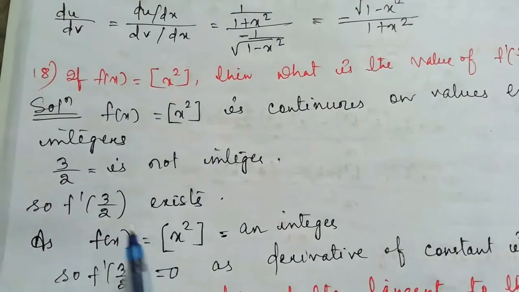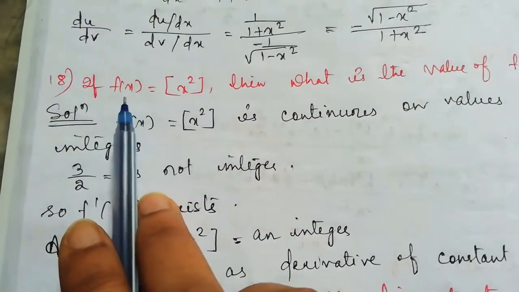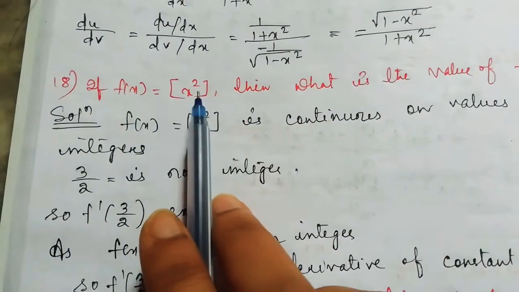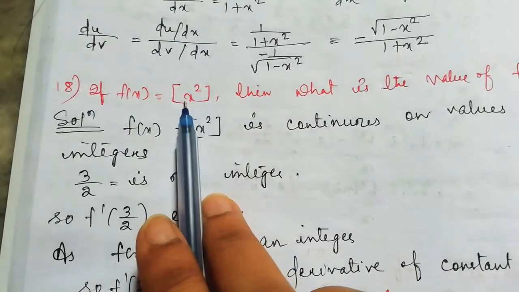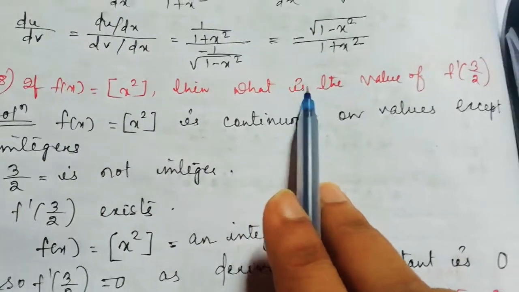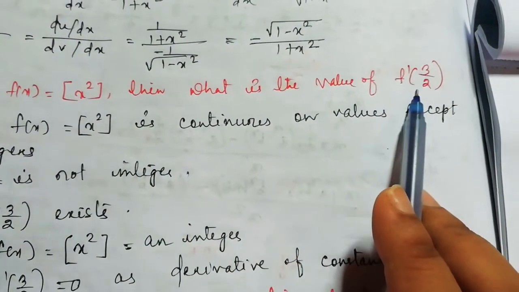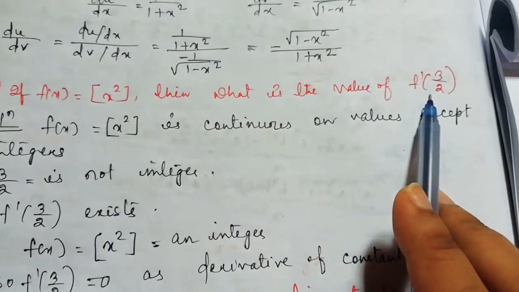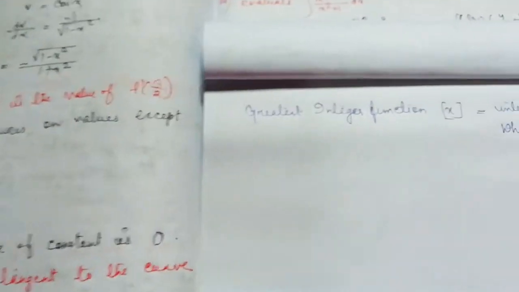Good morning, students. The question is: if the function f is equal to the greatest integer function of x square, then what is the value of f dash of 3 by 2? So first of all, we should know what the greatest integer function is.